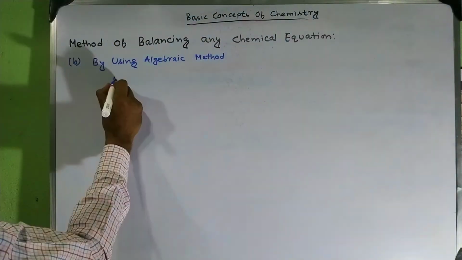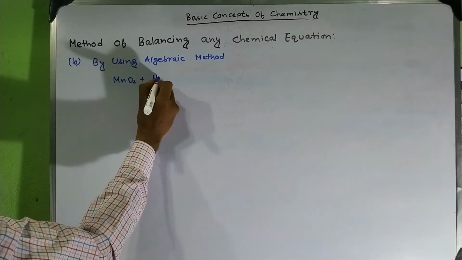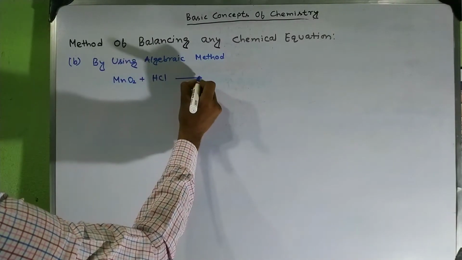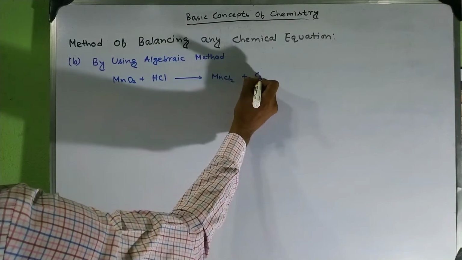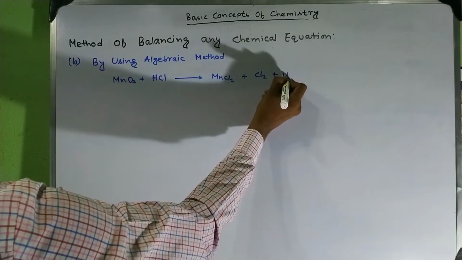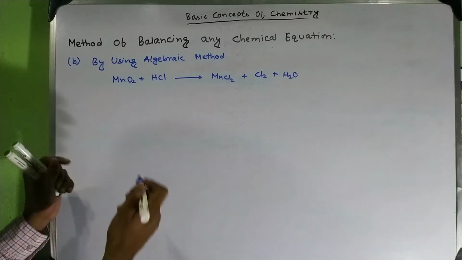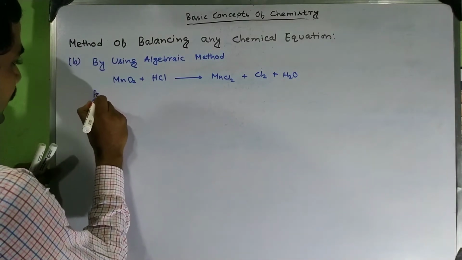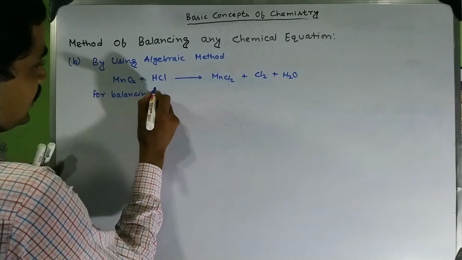Okay, look, MnO2 plus HCl. Okay, it gives MnCl2 plus Cl2 plus H2O. Okay, I balance this equation by using algebraic method. Okay, for balancing this equation, let us write the equation in the form.